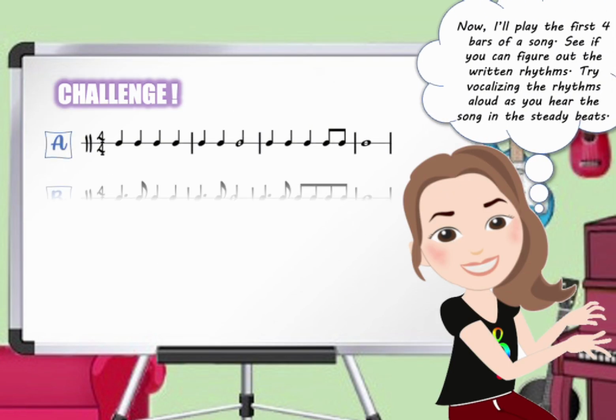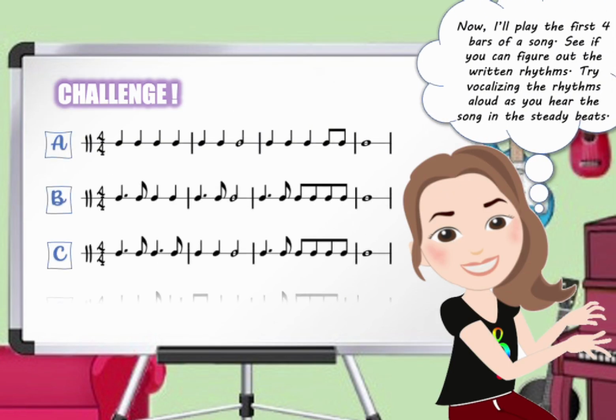Now, I'll play the first 4 bars of a song. See if you can figure out the written rhythms. Try vocalizing the rhythms aloud as you hear the song in the steady beats.